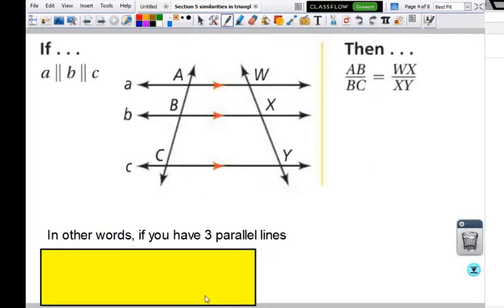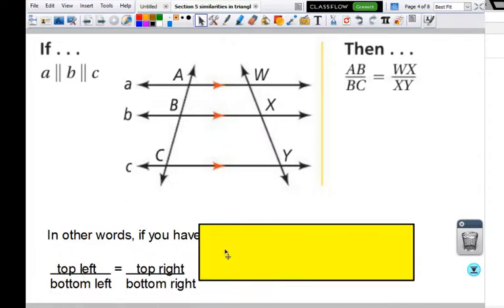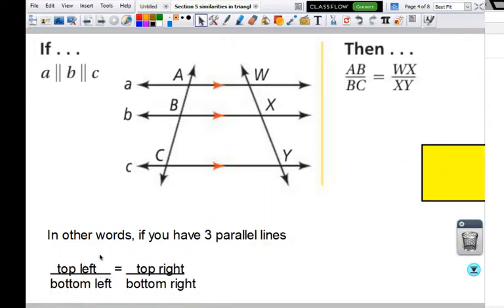All right, let's look at our second and last piece. If we have three sets of parallel lines, A is parallel to B is parallel to C. Then when I look at different pieces, I could do AB over BC, and it will equal WX over XY, which is basically the same as we were looking at before. In other words, if you have three parallel lines, your top left over your bottom left will equal top right over bottom right.